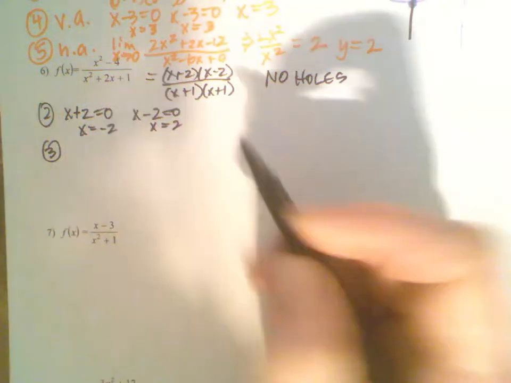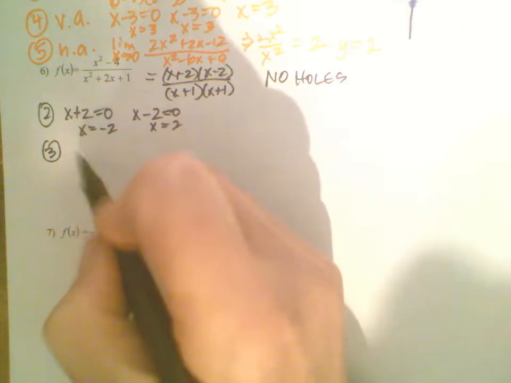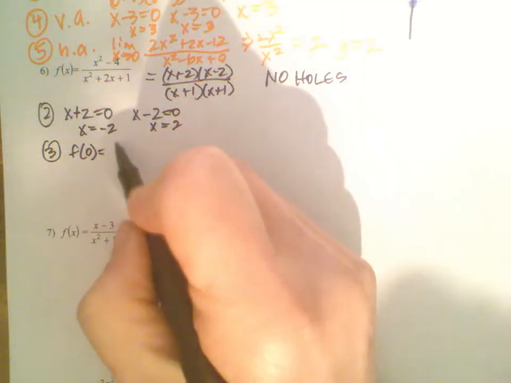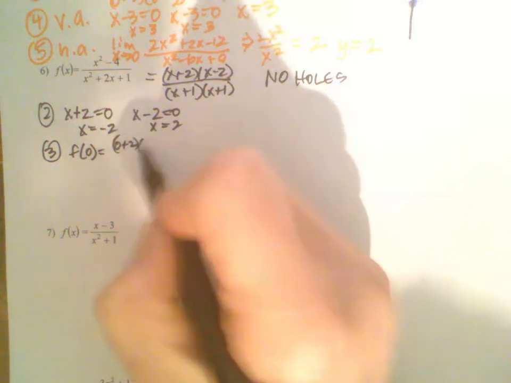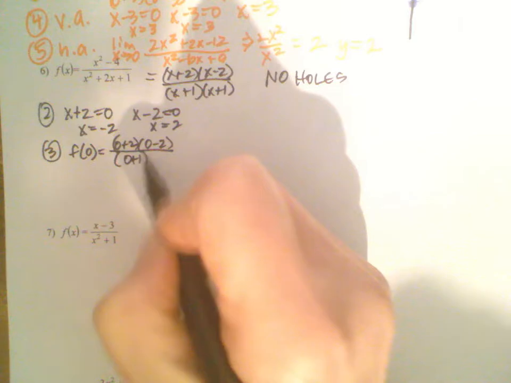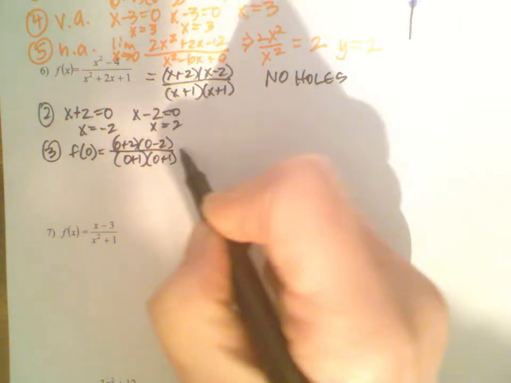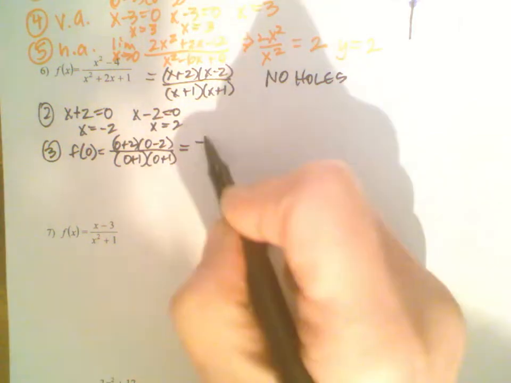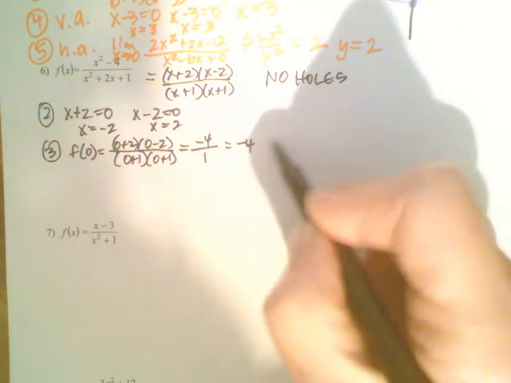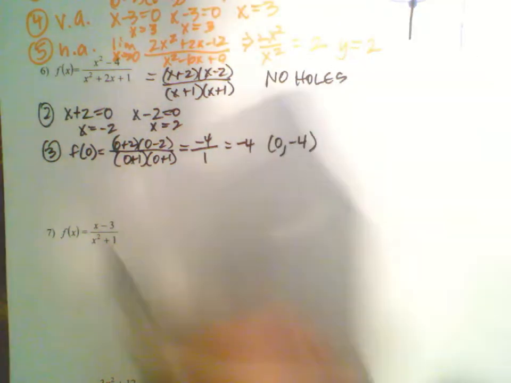I have my y-intercept when I do f of 0. That means I replace all the x's with 0, so I get 0 plus 2, 0 minus 2, over 0 plus 1, 0 plus 1. That leaves me with 2 times -2, -4, over 1 times 1, which is 1, or -4. So that's at 0, -4.